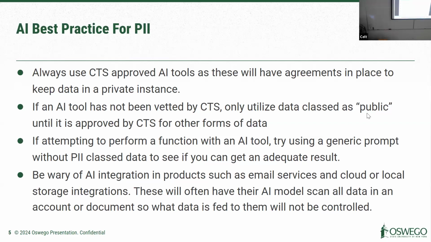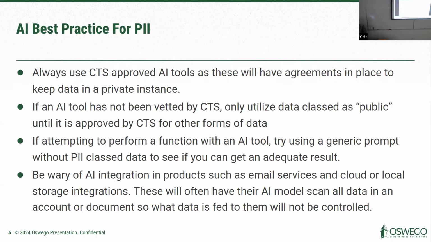And some best practice for AI and PII. As I just said, always use CTS approved AI tools as they have agreements in place to keep data in a private instance. And that's just best practice. Even if it's public data, always gravitate toward the ones that we've reviewed and authorized because we know exactly who makes it. We have their information on file and we know their general security practices because when we make these deals, we analyze all of their security infrastructure so that we know what they're doing to protect our data, especially in the case of private instance.